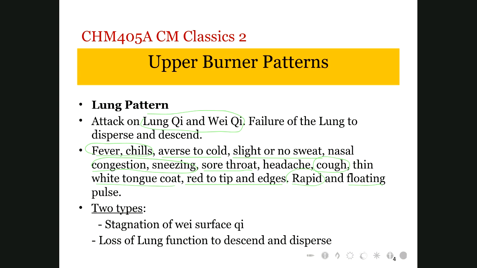And there are two types of patterns in the upper burner patterns. One is stagnation of the wei qi at the surface. So these are more dominated by congestion, aching, and pain. Second is when the lung function has been affected. There is more cough and wheezing involved. So this really depends on your constitution. If your kidney qi is so weak, you very easily have a lung function disorder straight away, suffering wheezing and cough. If your constitution is okay, maybe aching and pain will be dominant and maybe a little bit of sore throat as well. Now here's the question.